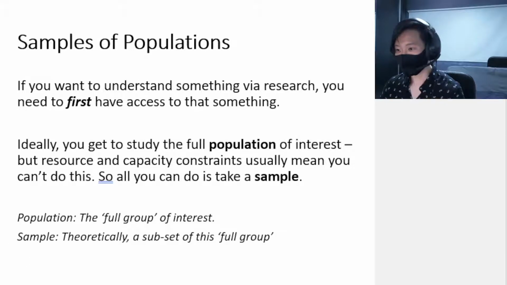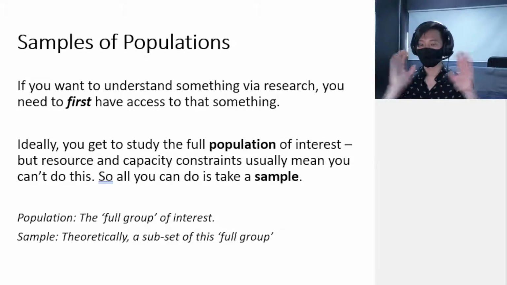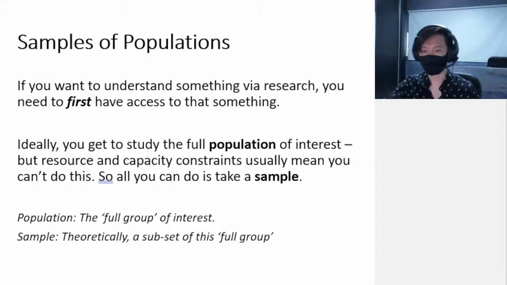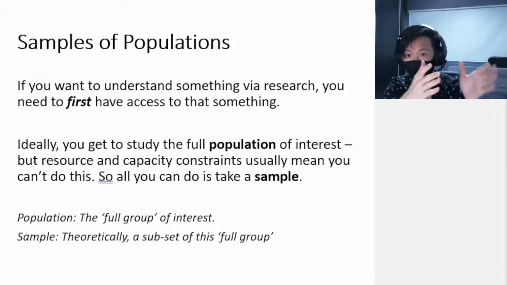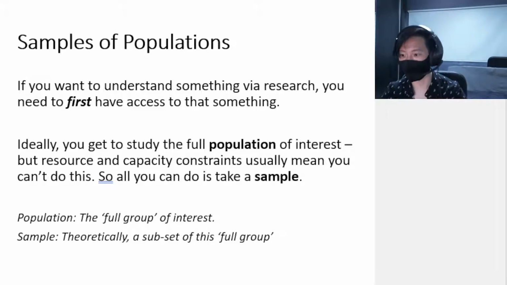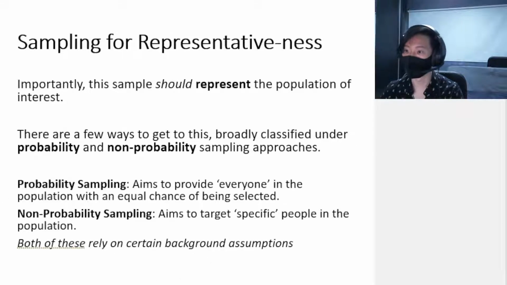The thing is, these terms of sample and population, and I guess this is a summary of what I just spoke about, it's a matter of resources. You want to study the full population of interest, and you cannot do that. So you just take a sample of it. A way to think about it: the full group of interest, and a subset of this full group.